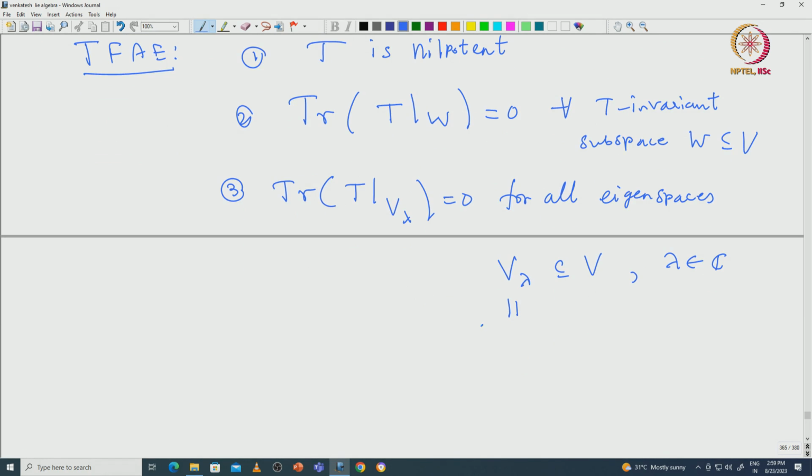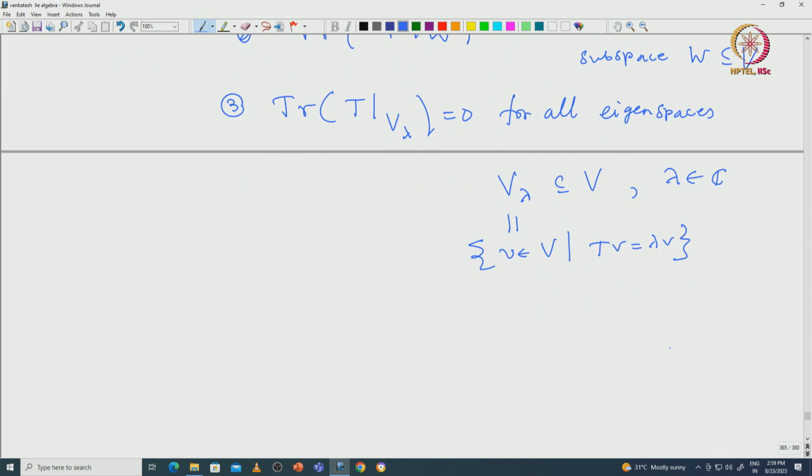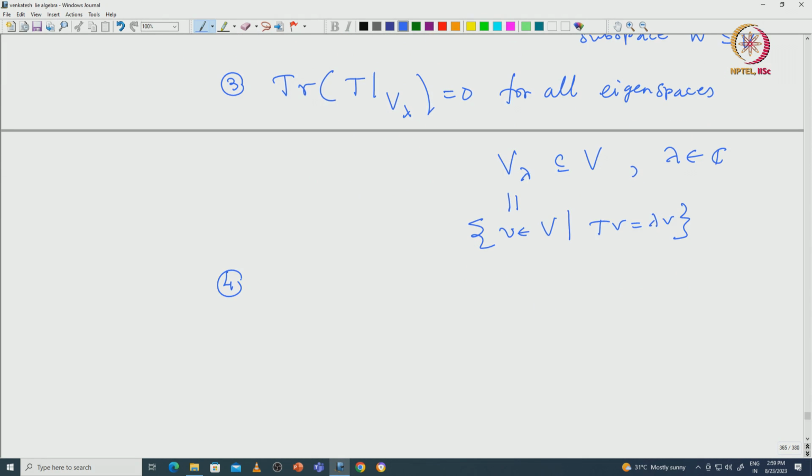So, what is V lambda? V lambda consists of those vectors v in V such that T acts on v as lambda v. Note that V lambda could be 0, and V lambda is non-zero if and only if lambda is an eigenvalue of this transformation T. The fourth condition, again in terms of eigenvalues: 0 is the only eigenvalue.